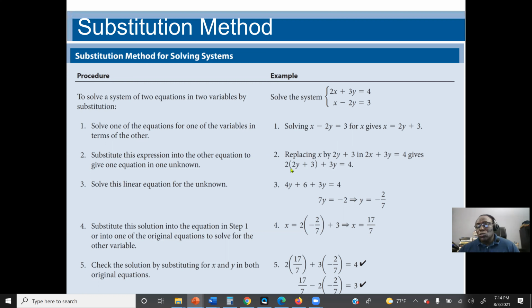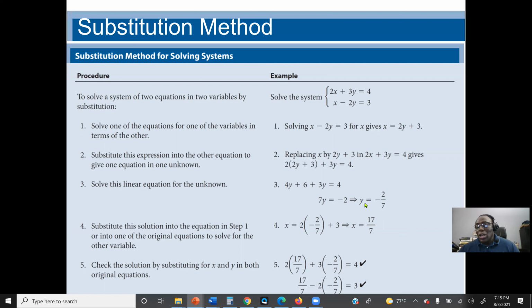Here we multiply 2 by 2y, which gives us 4y, and 2 times 3, which gives us 6, plus 3y equal to 4. We combine the 4y and 3y together and we get 7y. 6 is positive, so when you cross the equal sign, it's going to be negative. So we get negative 6 plus 4, which gives us negative 2. So this means y equal to negative 2 divided by 7, because y is multiplied by 7. When the 7 crosses the equal sign, it's going to divide. So we get y equal to minus 2 by 7.